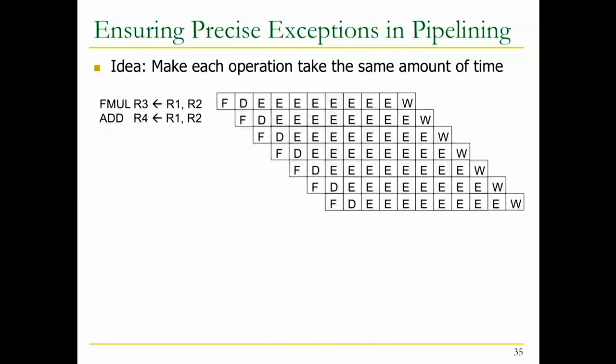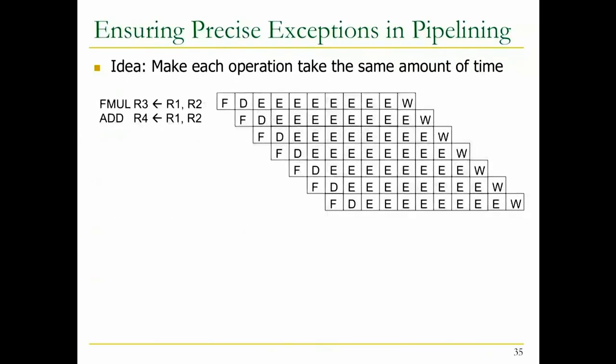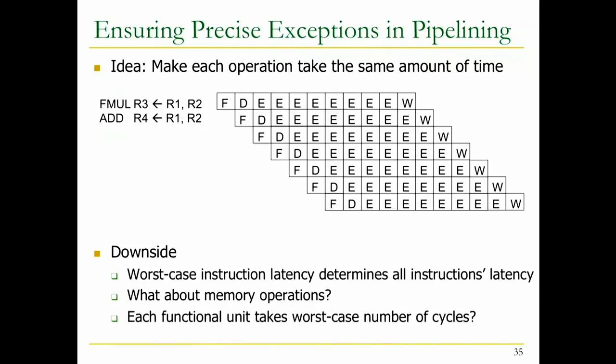Okay, so how do you ensure precise exceptions? Hopefully you're convinced that you want this. One option is to make each operation take the same amount of time. Even though an integer add requires only 1 cycle, you make it take 8 cycles. Not 8 cycles. You make it take the worst case instruction latency. If a load takes 500 cycles in the worst case, everybody takes 500 cycles and goes through this pipeline. Sounds bad, right? Well, clearly that's bad. Memory operations take a long time. Each functional unit takes the worst case number of cycles. That's a bad idea, and that's why no one does it.